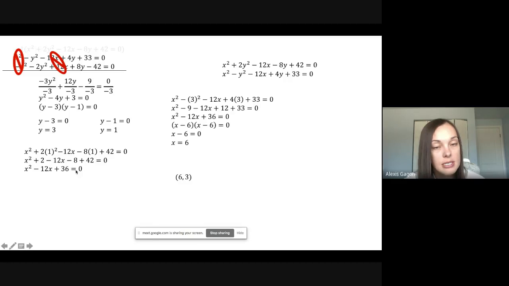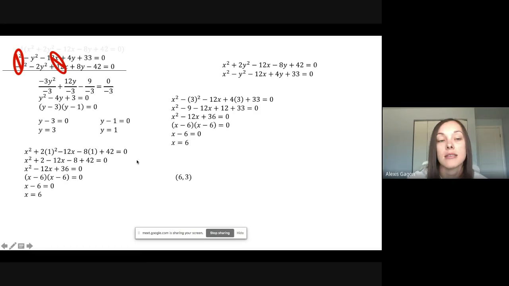This is just a coincidence that this happened. Okay, it will happen sometimes. It doesn't always happen. So then we get x minus 6 and x minus 6. So that means that x must equal 6. So our other answer here is 6, 1. Okay. Any questions on that?